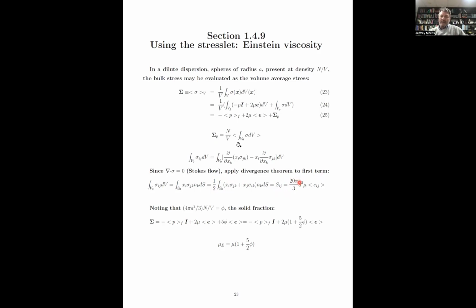When I recognize that the total stress is the number of particles per volume times the average stress of one particle, then I can rewrite that term as 5 times the volume fraction times the rate of strain. And so I then have the classic result that the Einstein viscosity is this part that's due to the fluid, 2 mu, and then a part that's due to the particles, the phi dependence.